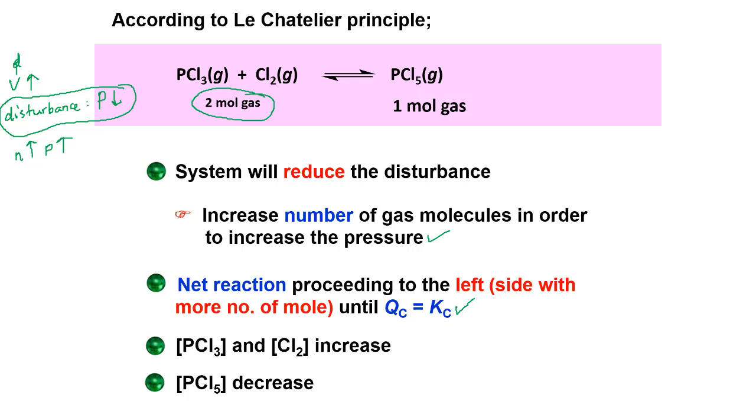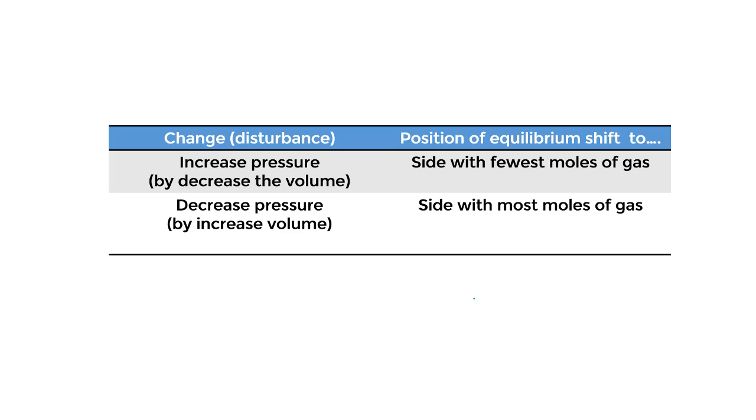Alright, next. Ada sedikit lagi berkenaan changes in pressure. Okay, sebelum kita pergi kepada contoh seterusnya, kita buat sedikit kesimpulan kat sini. When the disturbance adalah increase pressure, ingat, bila kita nak berikan gangguan kepada pressure, kita kena adjust volume. So, the disturbance increase pressure, kita boleh increase pressure by decrease the volume. Kalau disturbance itu adalah increase pressure, so pressure tersebut perlu dikurangkan. Jadi nak kurangkan pressure tersebut, equilibrium position akan bergerak ke side yang fewest mole of gas.